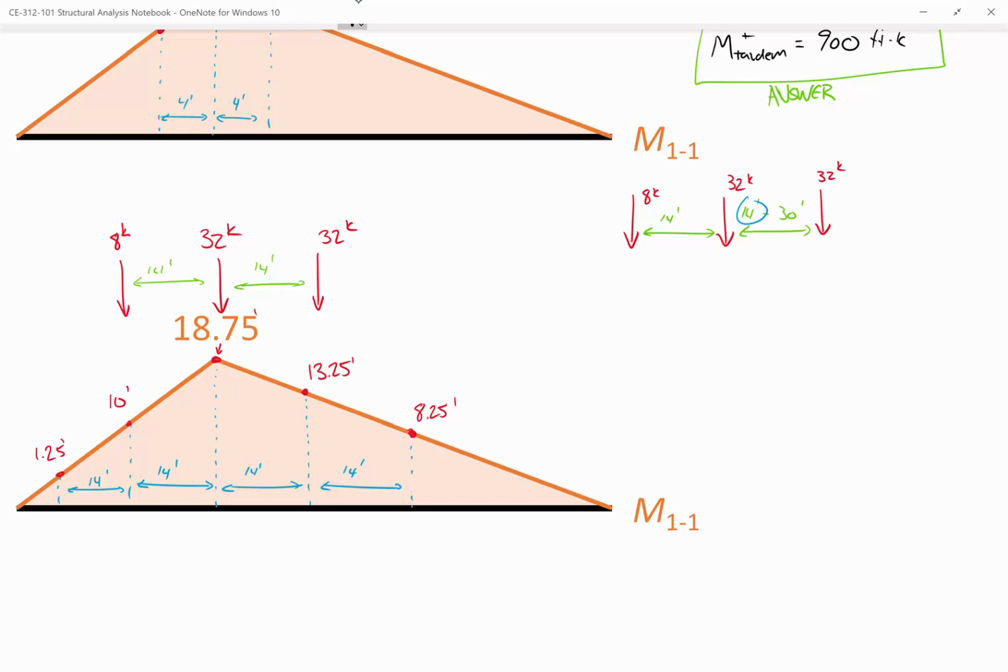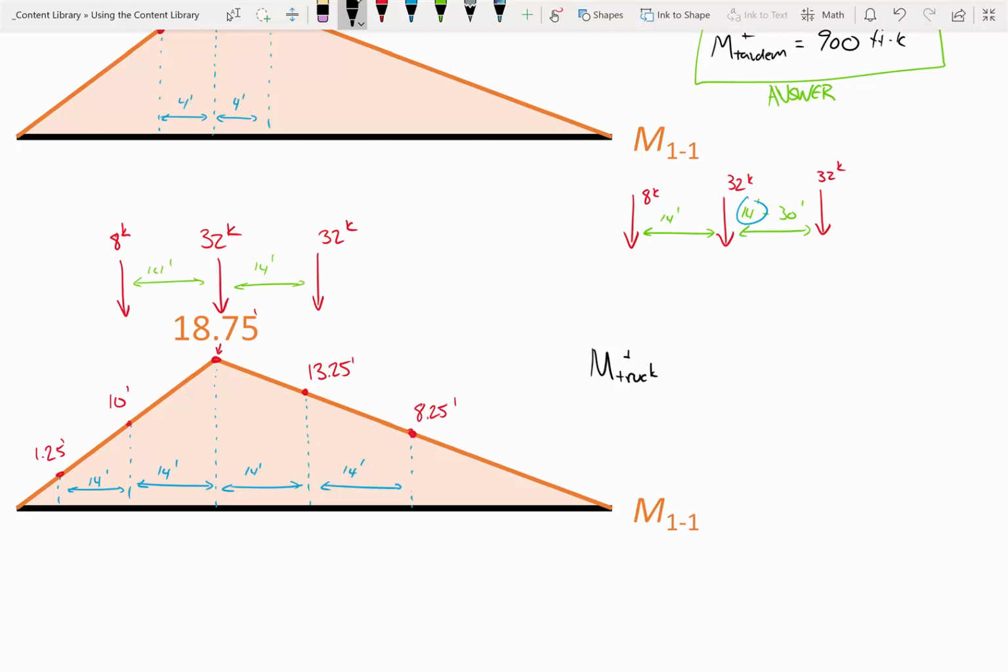All right. So in order to compute this, we're just going to go along here. I've got 8 kips times an index of 10 plus 32 kips times an index of 18.75 plus 32 kips times an index of 13.25. And that's how you figure this out. And that's how software programs do this, is they'll just sort of iterate through all of those options and just pick the one that's going to generate the worst case response.